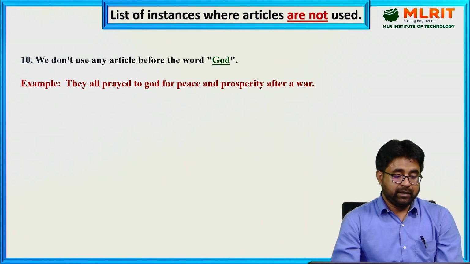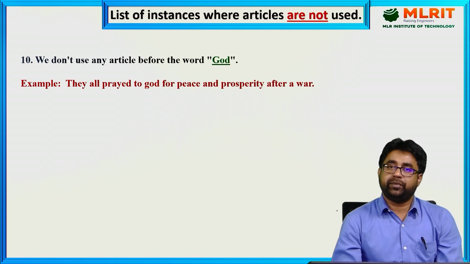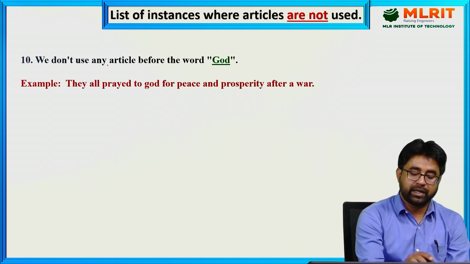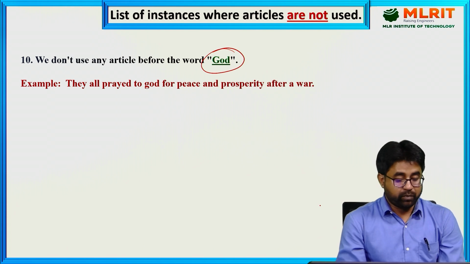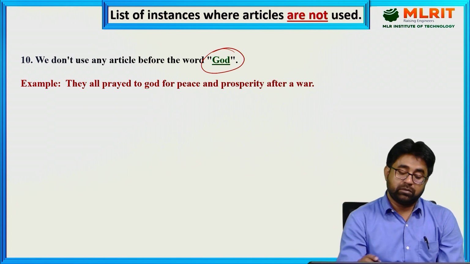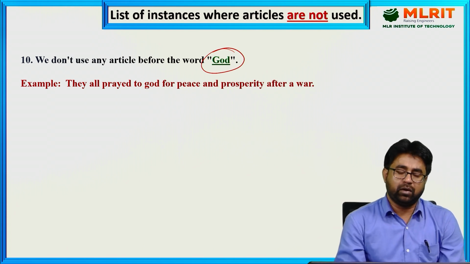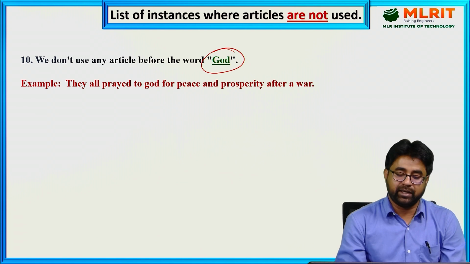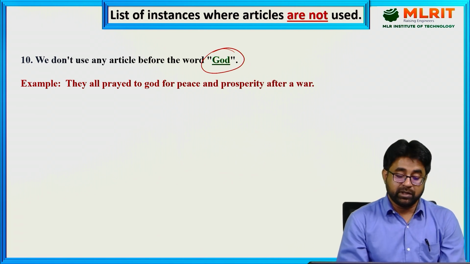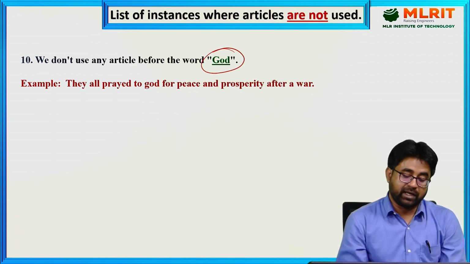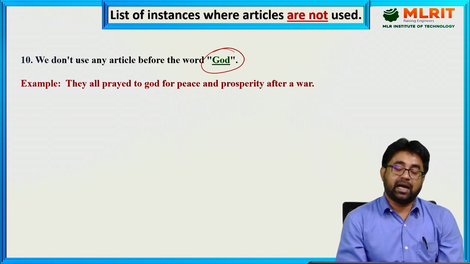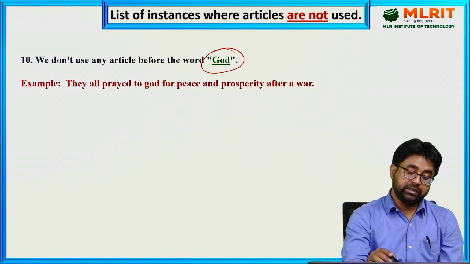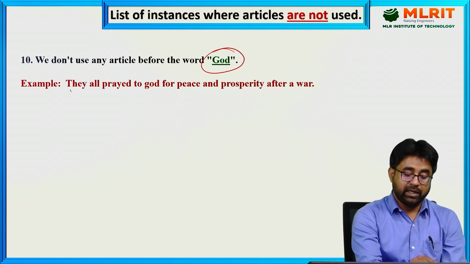So this is the 10th instance where we are not supposed to use any article. We do not use any article before the word God. This is a very important thing. Normally, whenever we use the word God, we might feel that God is a supreme creator, the creator of the universe, so why not use a definite article? But certain grammatical rules or conventions don't allow us to use any article before the word.